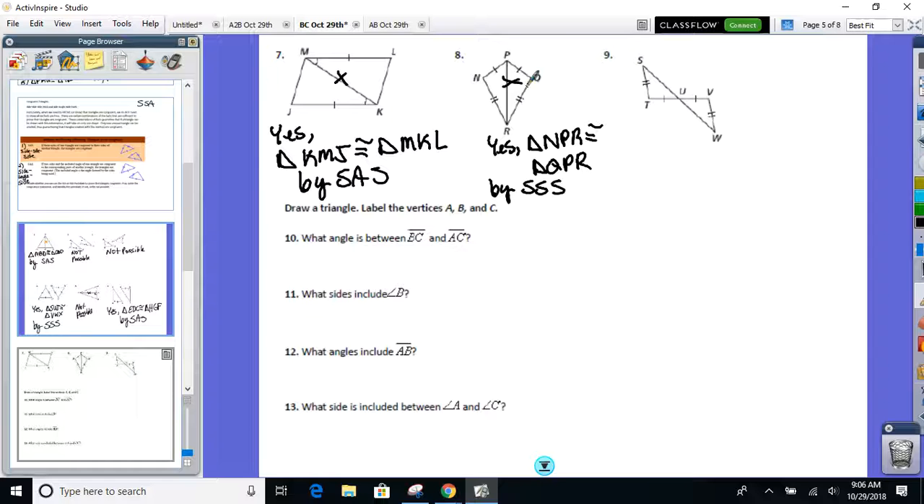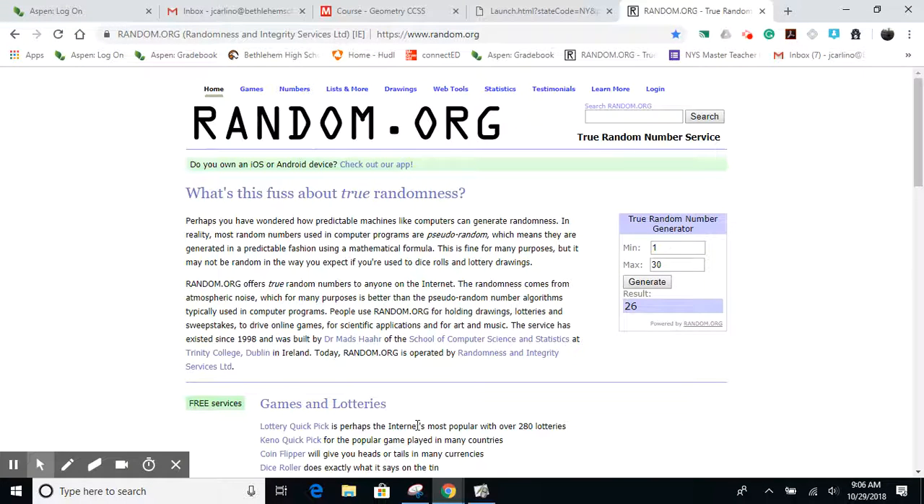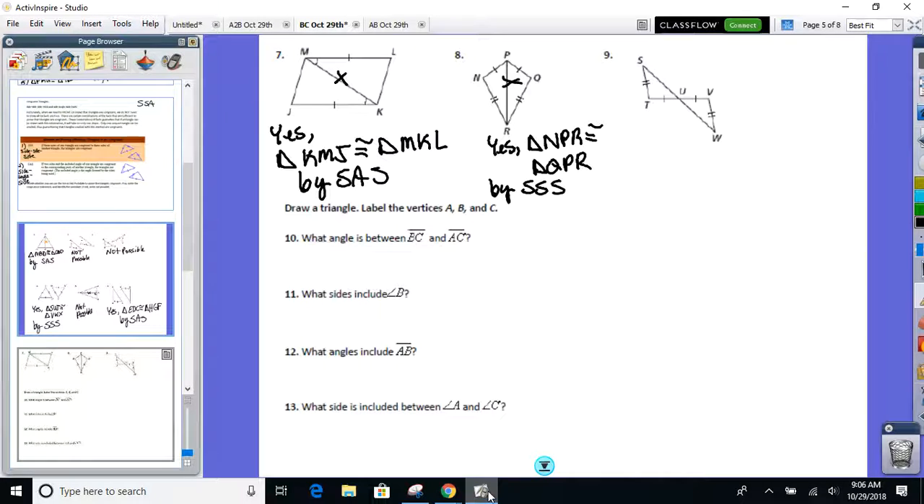And finally, what about 9? We're good to go with 9 or no? Maybe you can put in the vertical angles, but what's the problem with the vertical angles? Not in between the 2 sides. Not in between, so it wouldn't be side angle side. Everyone all right with these 2?